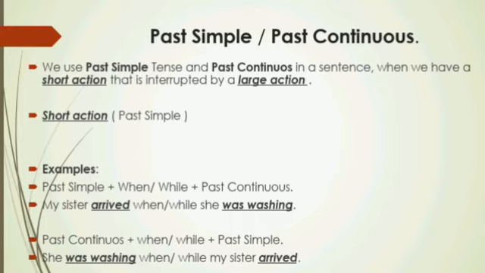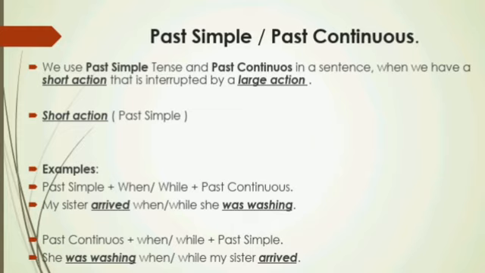Now we are going to continue with past simple and past continuous. We use past simple and past continuous when we have a short action that is interrupted by a long action. When we talk about short actions, we use past simple. And when we talk about long actions, we use past continuous.